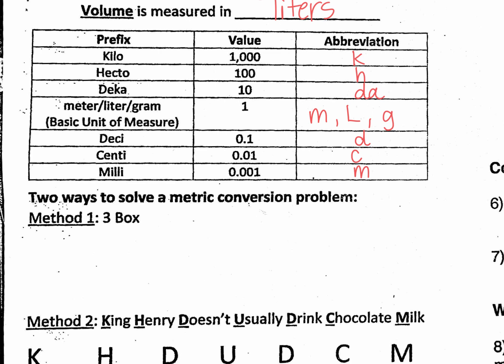Okay, so now we're moving on to how to convert between different units of measure. There's 2 ways that I like to teach it. One is kind of like a graphic organizer. You see sometimes graphic organizers in language arts, and it's how you organize your writing and your thoughts to put together a paper. In math, we can have graphic organizers as well, and I call this the 3-box method.